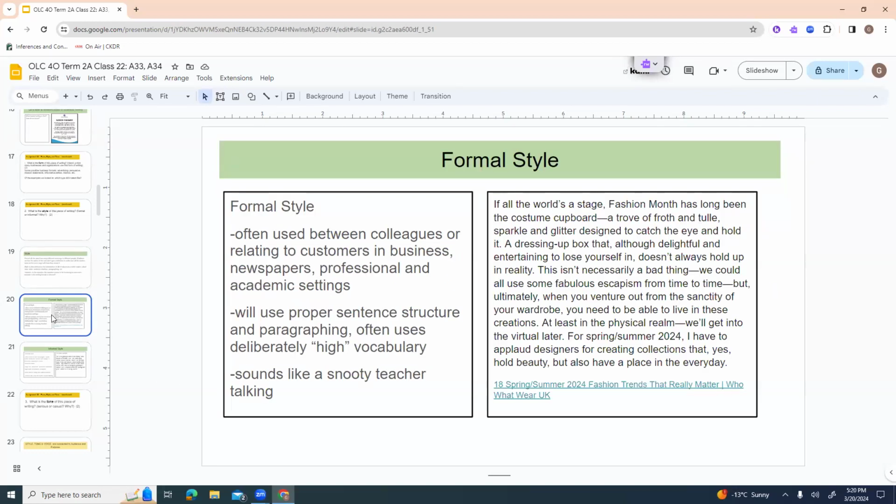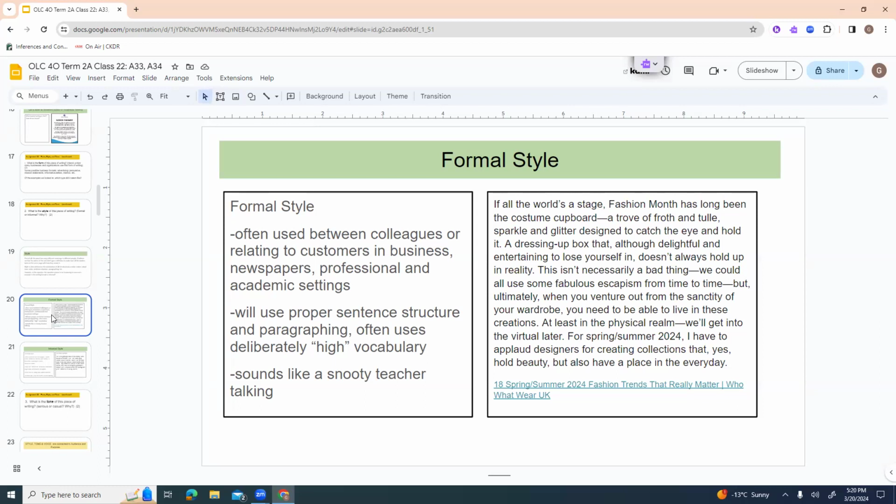So here is a formal style, okay? Formal style is often used between colleagues or relating to customers in business, newspapers, professional, and academic settings. We'll use proper sentence structure and paragraphing, often uses deliberately high vocabulary, sounds like a snooty teacher talking. So this is formal. It is formal in a somewhat humorous manner, but I would say this is still formal. Someone else might disagree though.